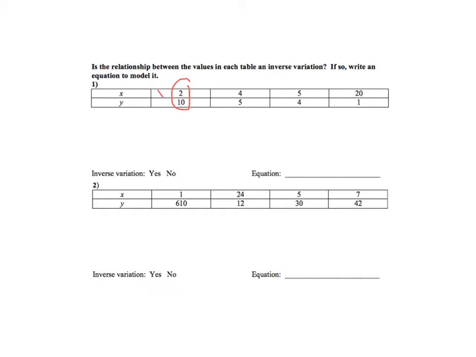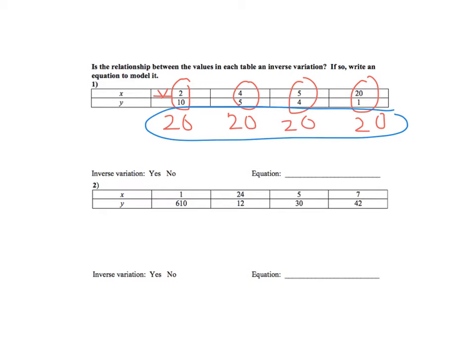So I'm going to do 2 times 10, that equals 20. 4 times 5 would equal 20. 5 times 4 would equal 20. And 20 times 1 would equal 20. If they're all the same numbers, so if I'm done and all of these numbers down here match, then my equation is an inverse variation. So this one's going to be yes, it's an inverse variation.